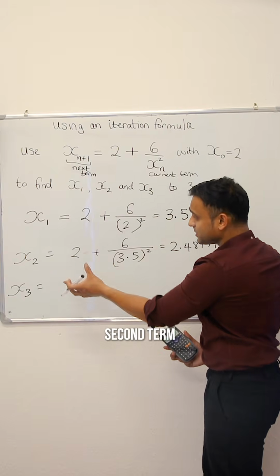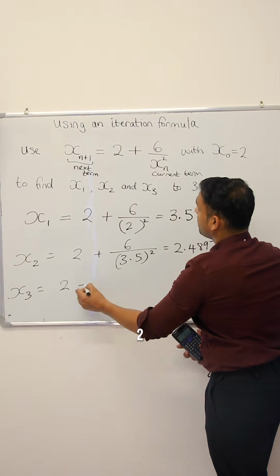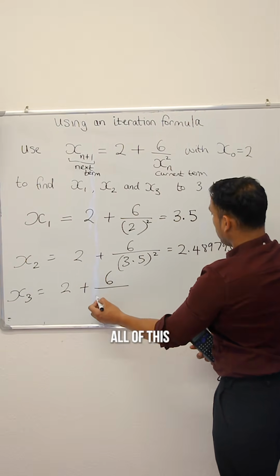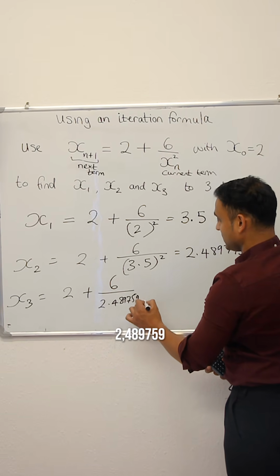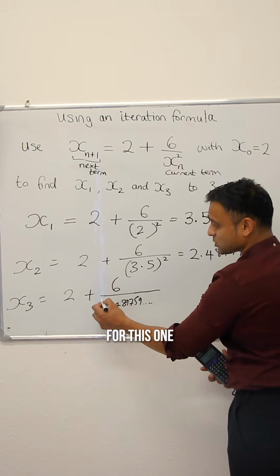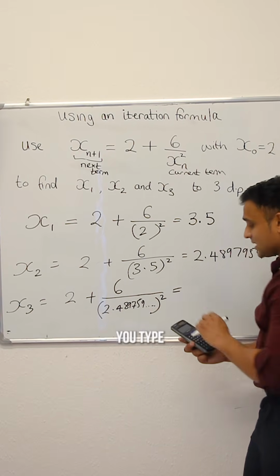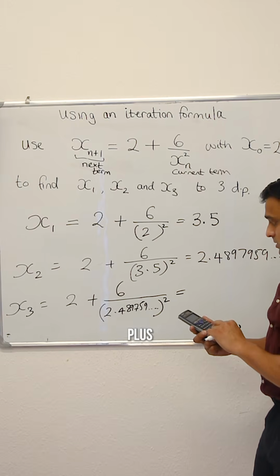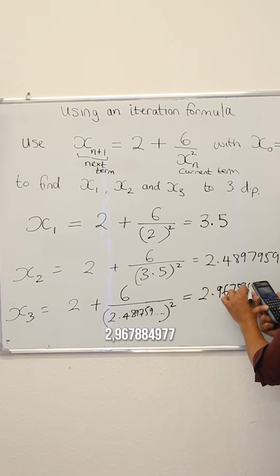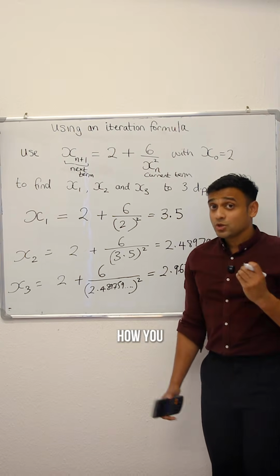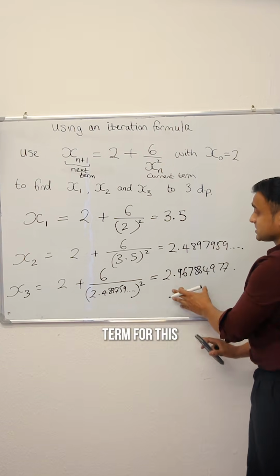So you get the second term and substitute it inside. So you have 2 plus 6 over all of this, 2.489759, etc. You can use your calculator memory for this one. Don't forget to square it, and once you type that in the calculator, you get 2.967884977. And that's how you work out the third term for this iterative formula.